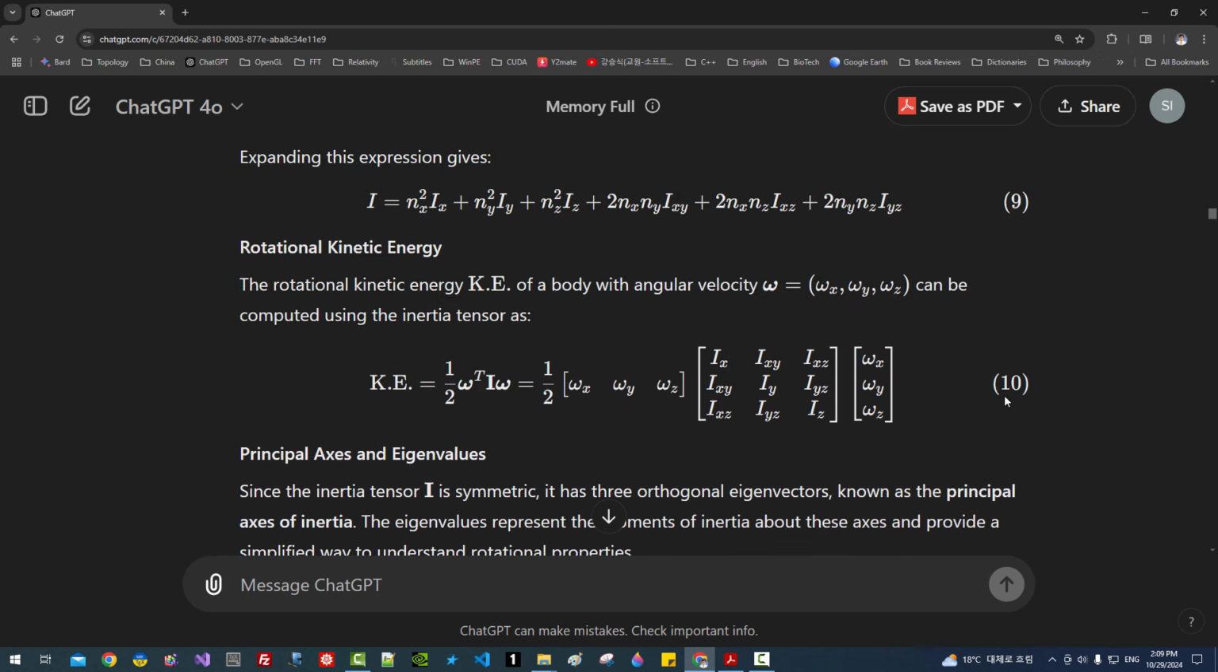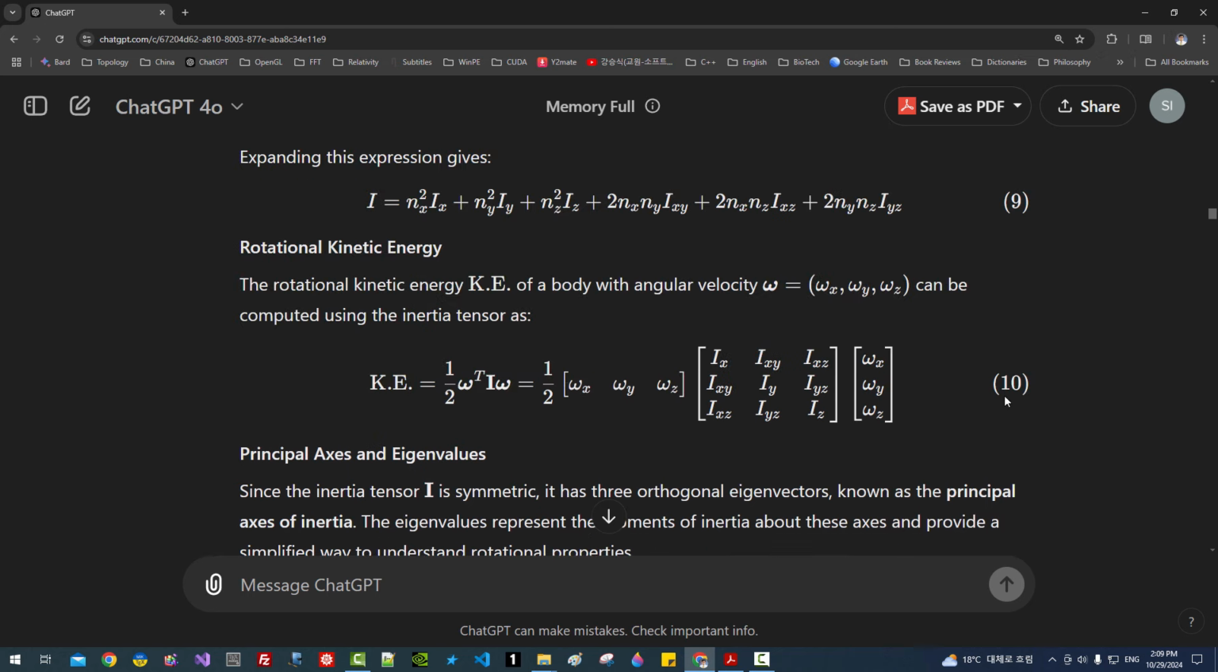3. Product of inertia about the yz plane, Iyz. Iyz equals the integral of yz dm. These products of inertia are the off-diagonal elements in the inertia tensor. They represent cross-axis coupling, capturing how mass distributed in these mixed planes affects rotational dynamics.